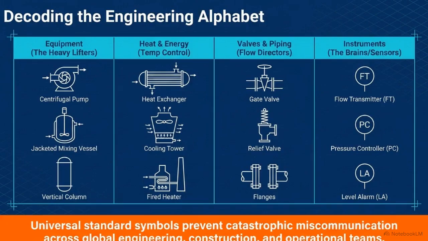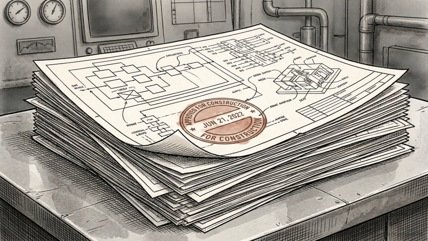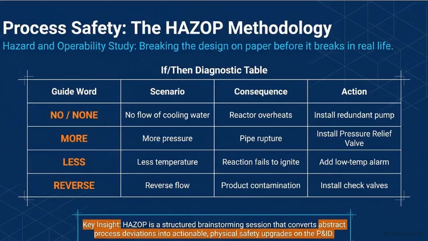This drawing carries immense legal weight. Under the rules of management of change, you cannot legally or safely alter the physical plant without first updating this exact document. The schematic enters Phase 3, the HAZOP study.